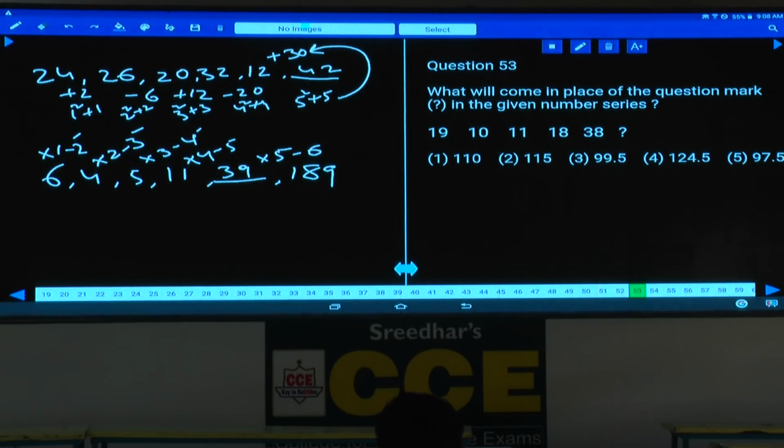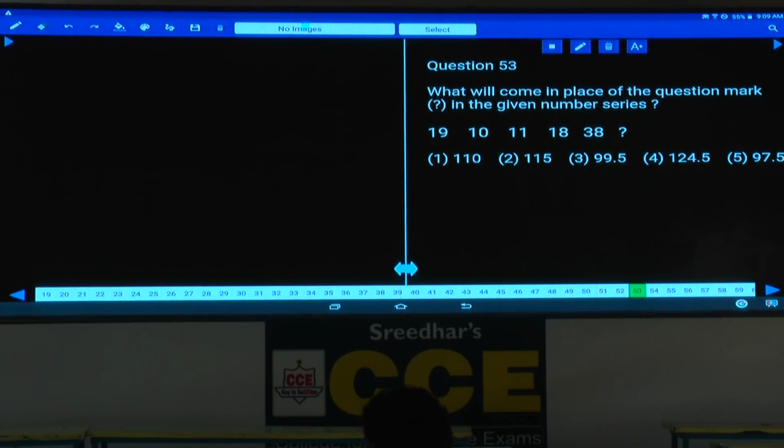Yes? 19 and this one. 19 and 10, 10 and 11, 11 and 18, and 18 and 38. Now again, 19 and 10, how can you explain this one? Here once it is decreased and from there onwards it started increasing, isn't it? Hence whenever the number decreased once, go for 0.5. 19 into 0.5 is how much?